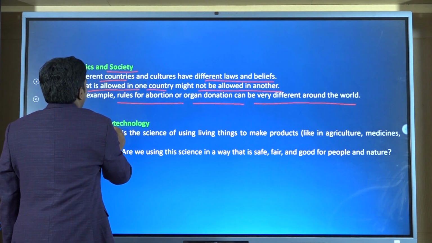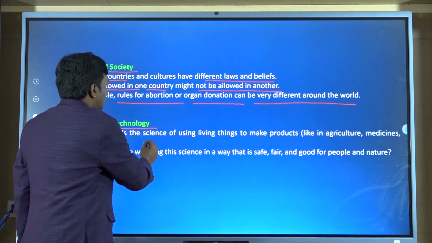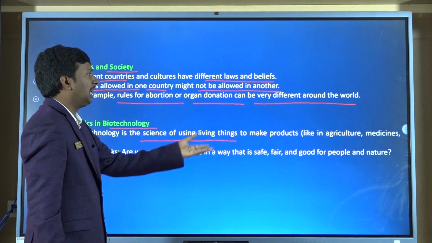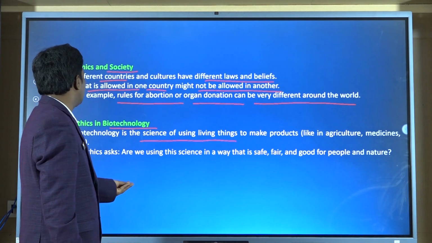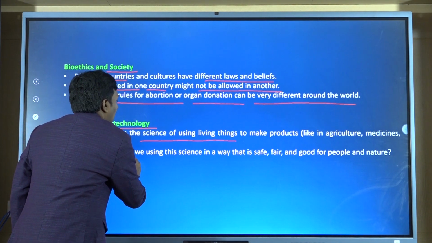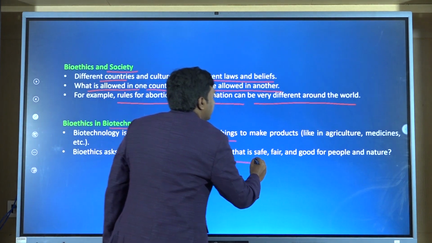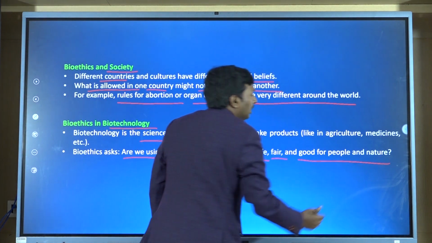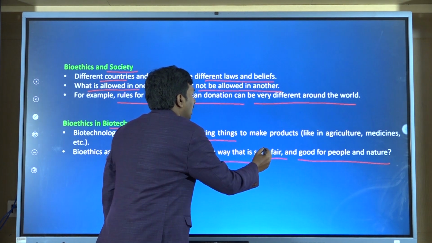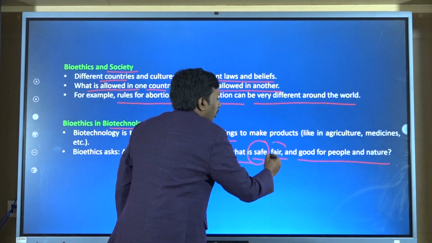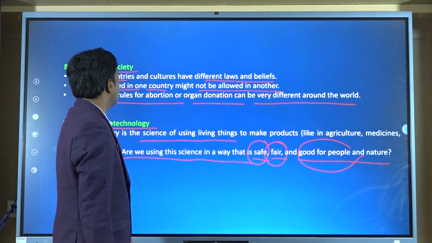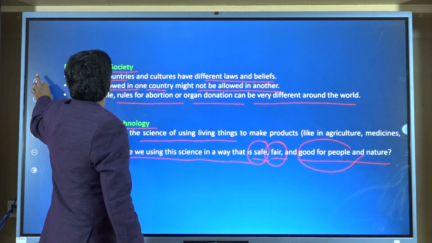So next one is bioethics in biotechnology. We know that biotechnology is the science of using living things. We are using science and technology for making products in agriculture, medicine and different fields. So when we are working with biotechnology, we have to ask bioethical questions. Are we using this science in a way that is safe, fair and good for the people and nature? Whenever we do any task in the research laboratory, we have to think about whether it is safe, we have to always do it fairly, and we have to do good for the people and nature. So this is important. This is about bioethics in biotechnology.